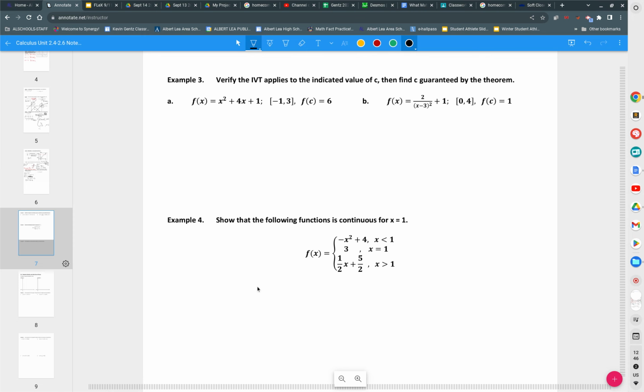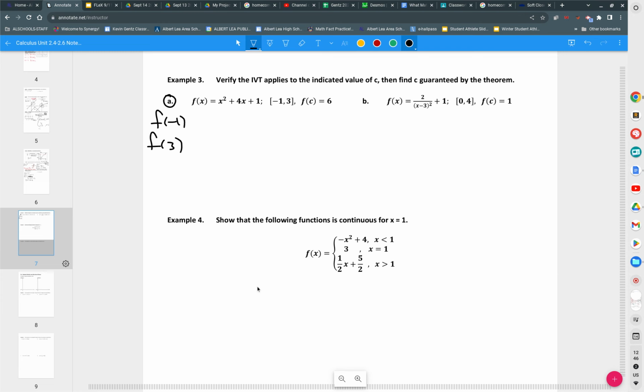Now, we're just going to do one example here. This does not involve a 0. It says that at some point, the function has an output of 6. It says verify the IVT applies to the indicated value of C, then find C guaranteed by the theorem. Okay, so this is just the extension. It's not much to it, but we're going to do the basics of it. First we're going to find out what f of -1 is and what f of 3 is.